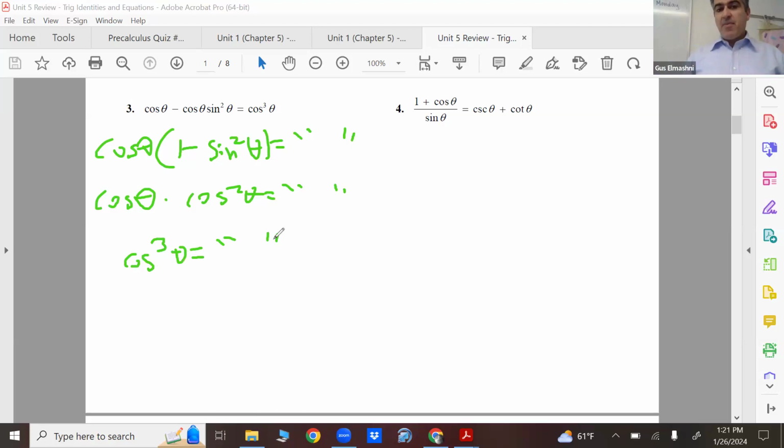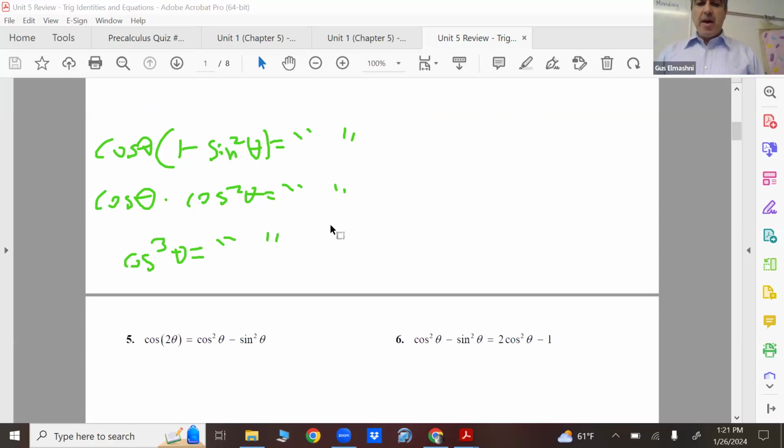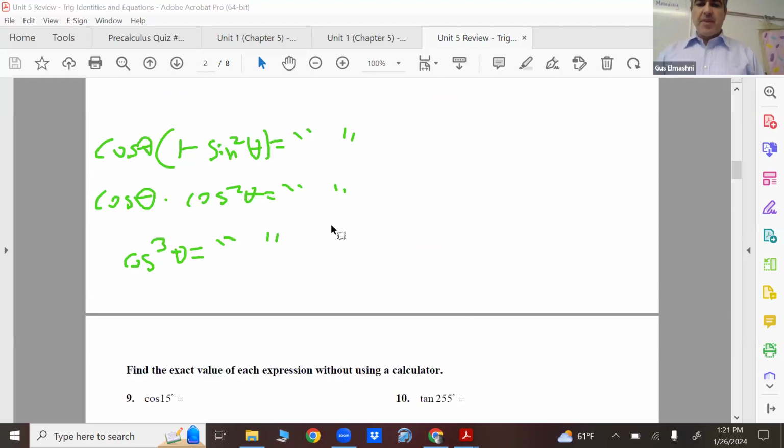Combine those 2. And yeah, you have it verified. So it shouldn't be that hard. And there's several identities practice on here, like 5, 6, 7, 8.